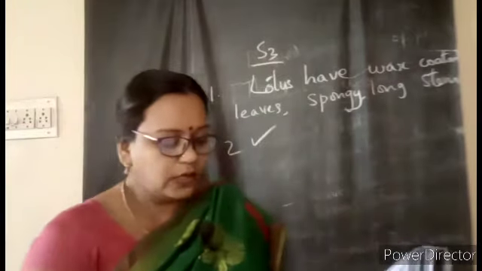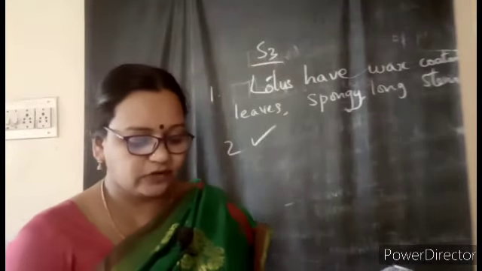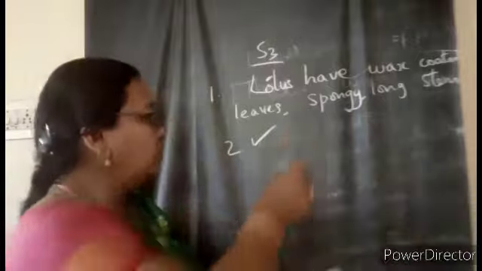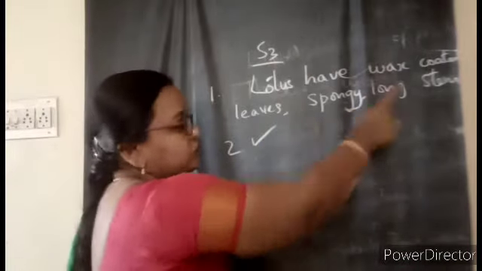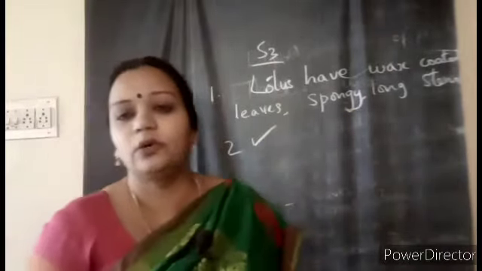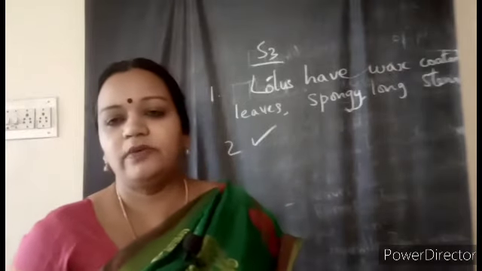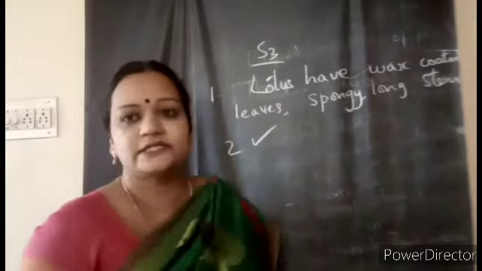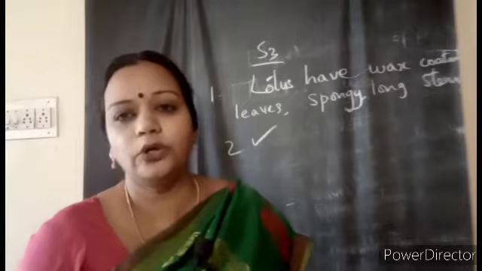Third question. What are the features that help a lotus plant to survive better in water? Same as before, lotus have wax coated leaves and a spongy, long stem, which help the lotus plant to survive in the water. For the first and third you can write the same answer. The second one you do on your own.